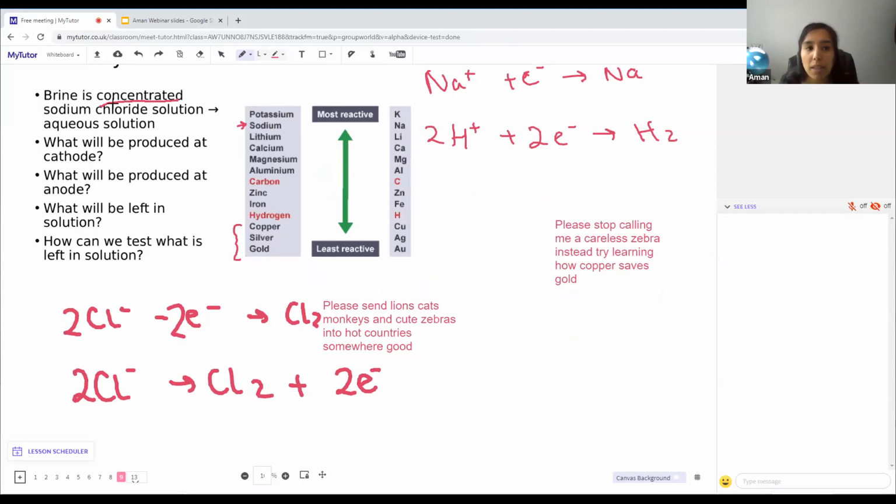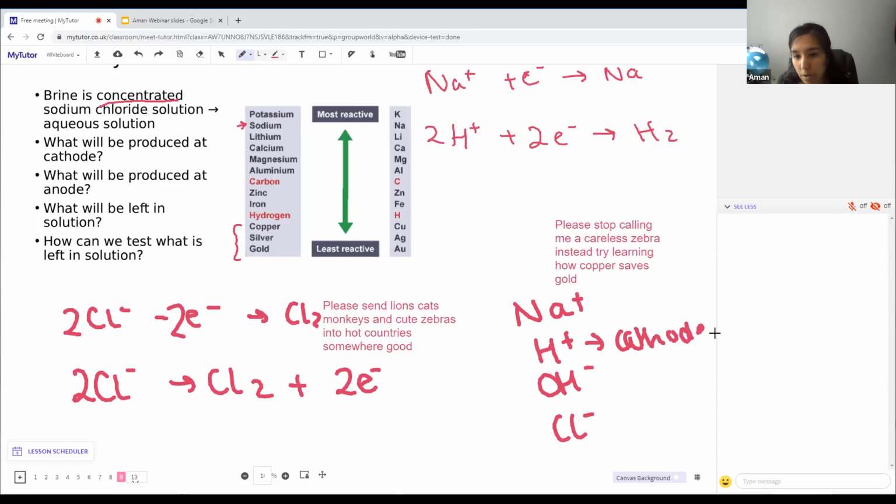Good. Okay, so the last couple of questions relate to what's left. So remember that we had this sodium chloride and we dissolved it in water. And in the water, we've got hydrogen ions and hydroxide ions. So if we think about the ions that we had, we had sodium, hydrogen, hydroxide, and chlorine. The hydrogen is produced at the cathode. The chlorine is produced at the anode.